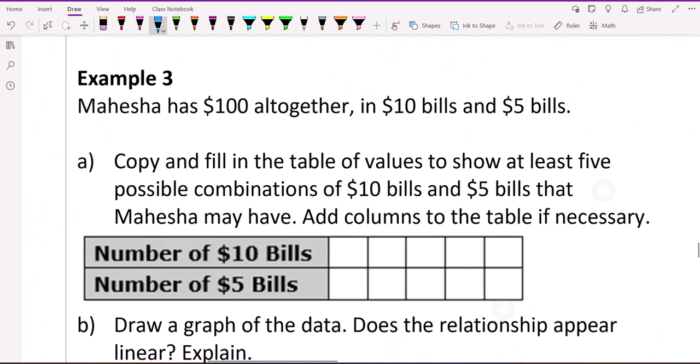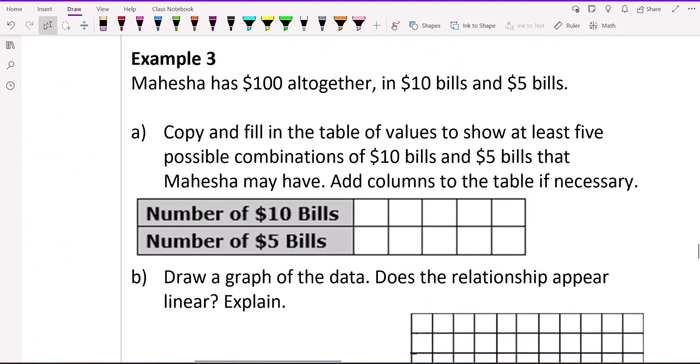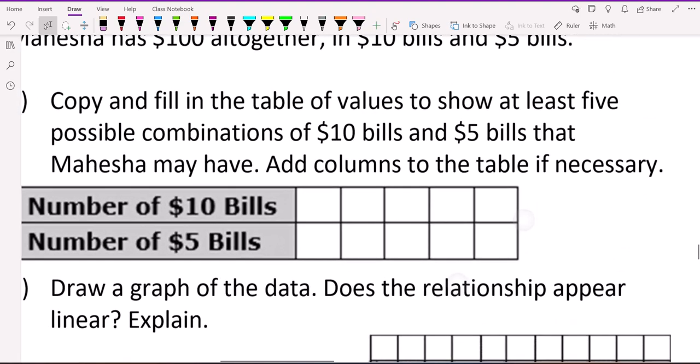Okay. We're going to create a table, we're going to graph it, and answer a couple of questions about it. Okay? So first up, let's make the table. It says, how does it go?